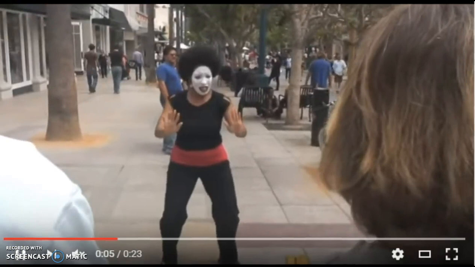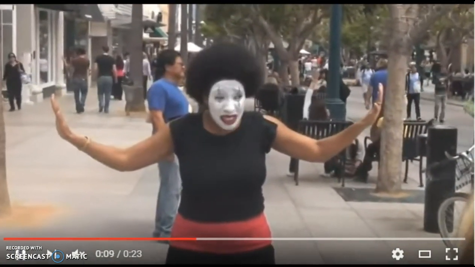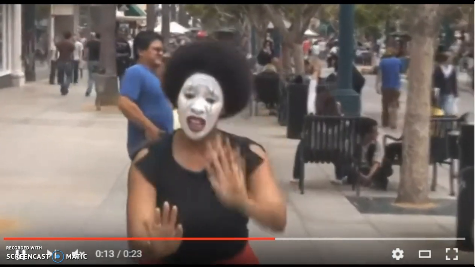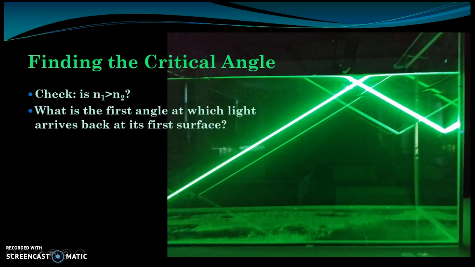You can't have total internal reflection in the air because nobody gets trapped in the air. The air is when you're out already. So check to make sure you're in the right part of the problem. Is N1, the place you're coming from, greater than N2? If so, you've got the problem set up correctly. If not, you're asking a nonsensical question, or you're reading the problem upside down.